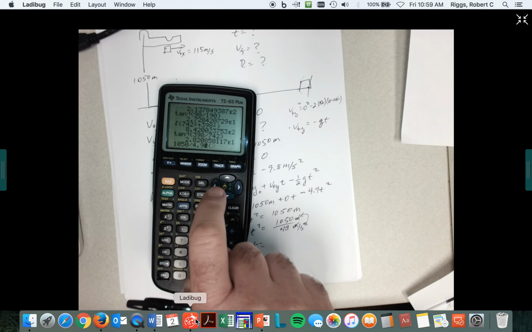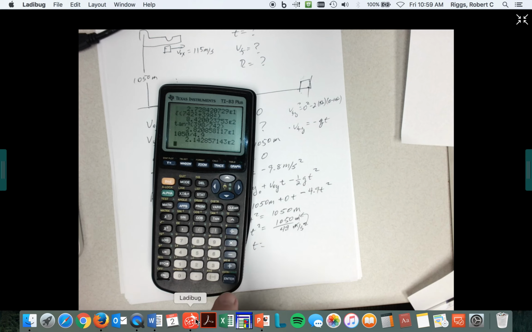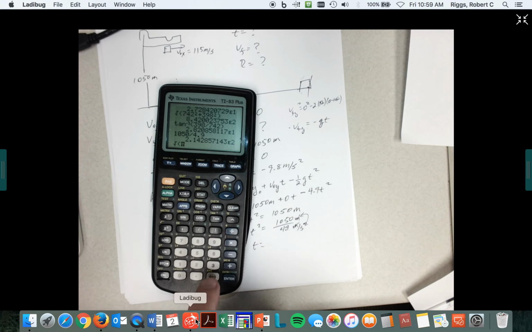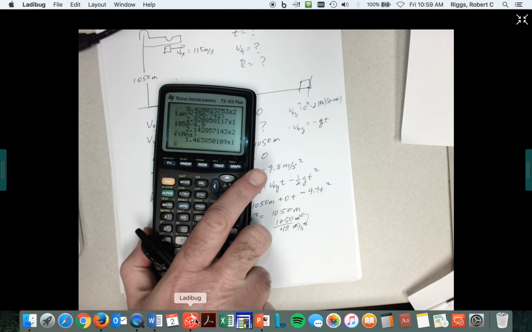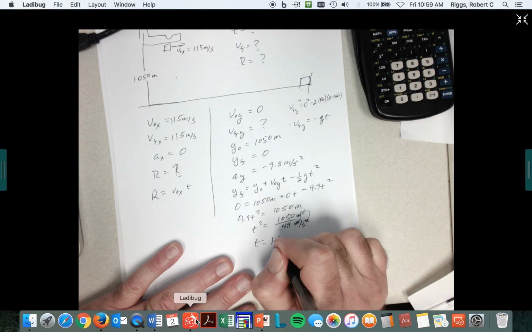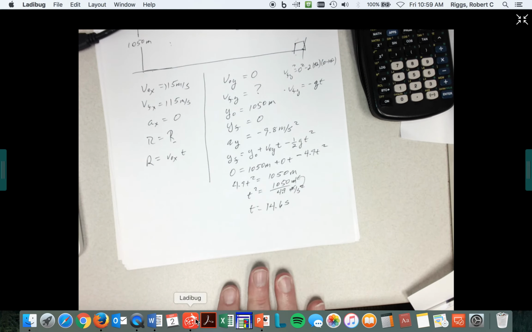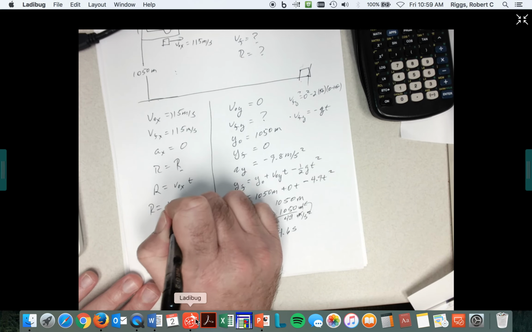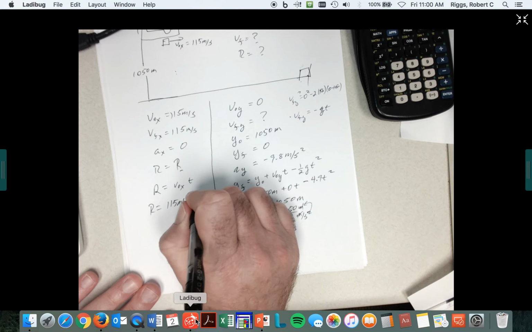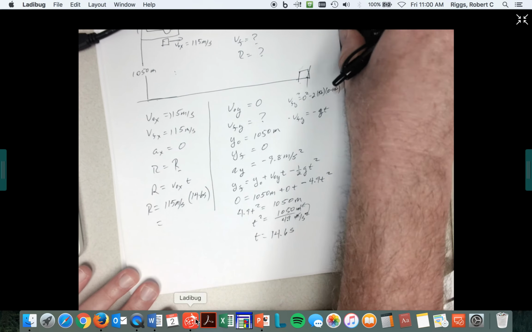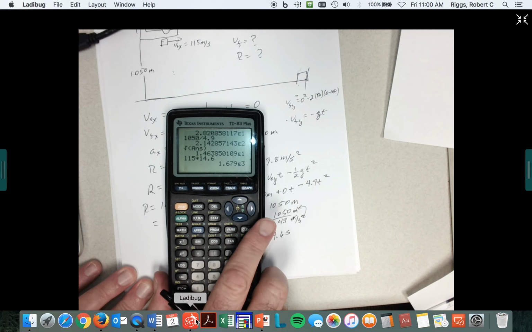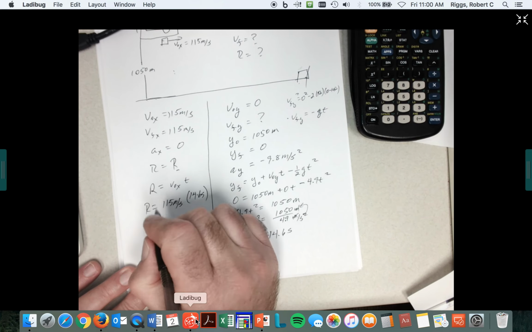Enter. So that's about 214. Square root of 214 is 14.6 seconds. Okay, so that's the time in the air. All right, so my range is now easy. Range would be 115 meters per second times 14.6 seconds. 115 times 14.6. 1,679 meters.